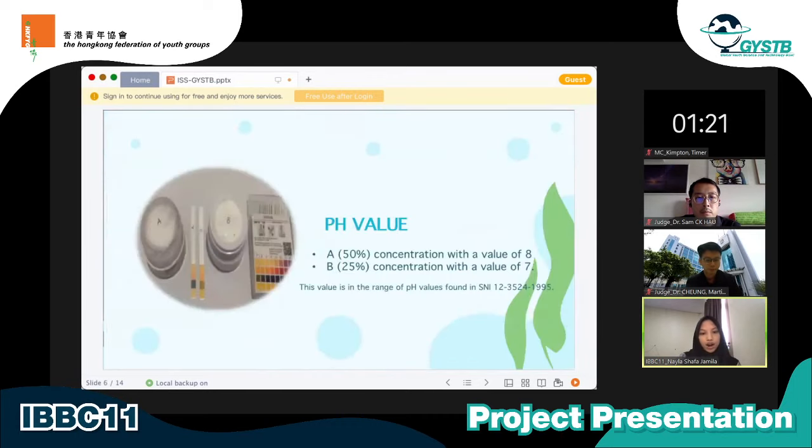The pH of the two toothpastes was: A with a value of 8 and B, the 25% concentration, with a value of 7, which means both of them are relatively safe to use.